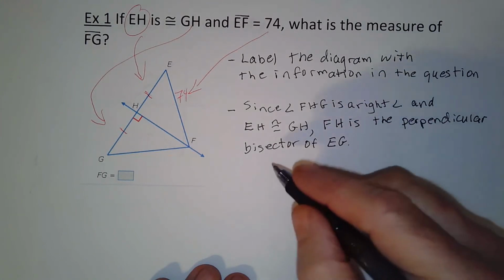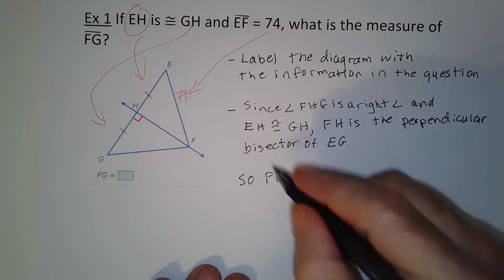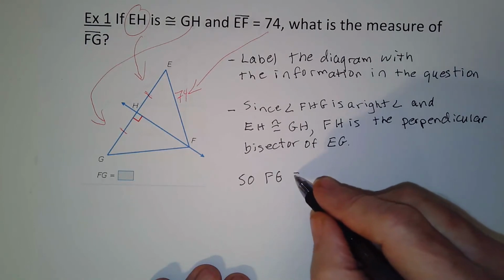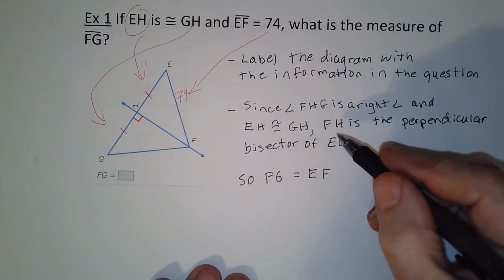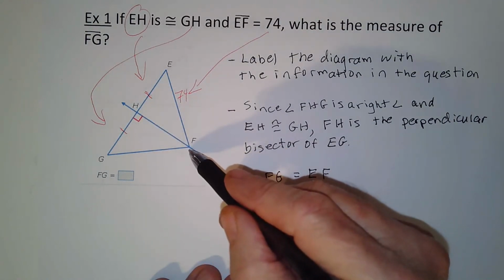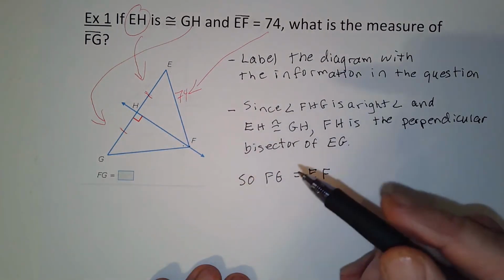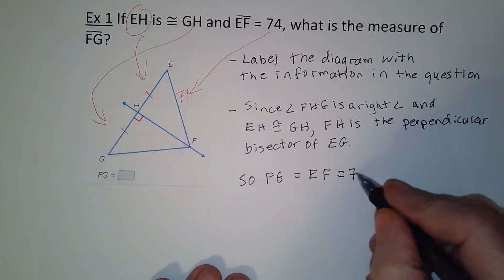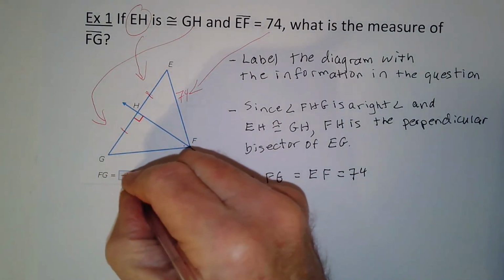So FG, that's this line segment here, will have to equal EF because of this theorem. Because if you remember, going back to the theorem, if you find out that this is a perpendicular bisector, then the distance from this point to E and this point to G has to be the same measure. So that's going to equal 74 units. This is 74, this is going to be 74. And you're done with it.